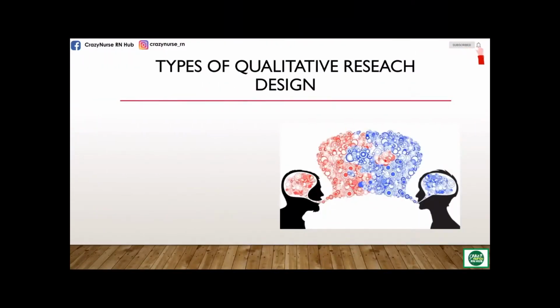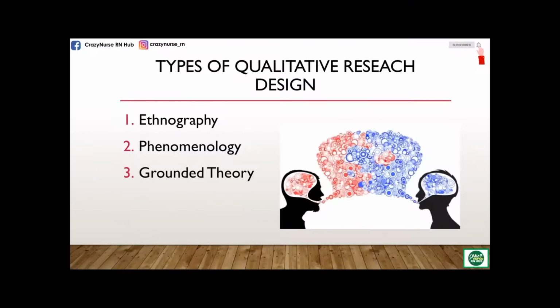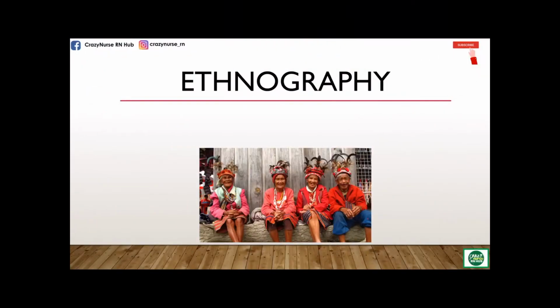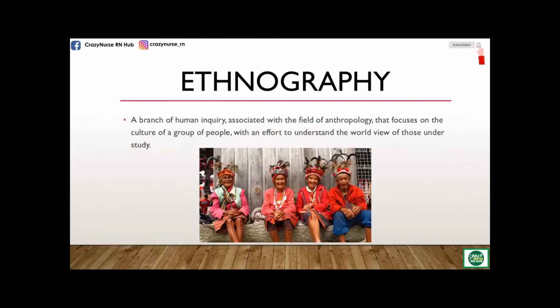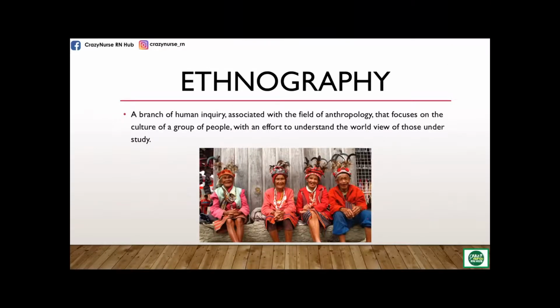We have 5 types of qualitative research design. First, we have your ethnography. We also have your phenomenology, grounded theory, historical research, and case study. For ethnography, it is a branch of human inquiry associated with the field of anthropology that focuses on the culture of a group of people with an effort to understand the worldview of those under study.